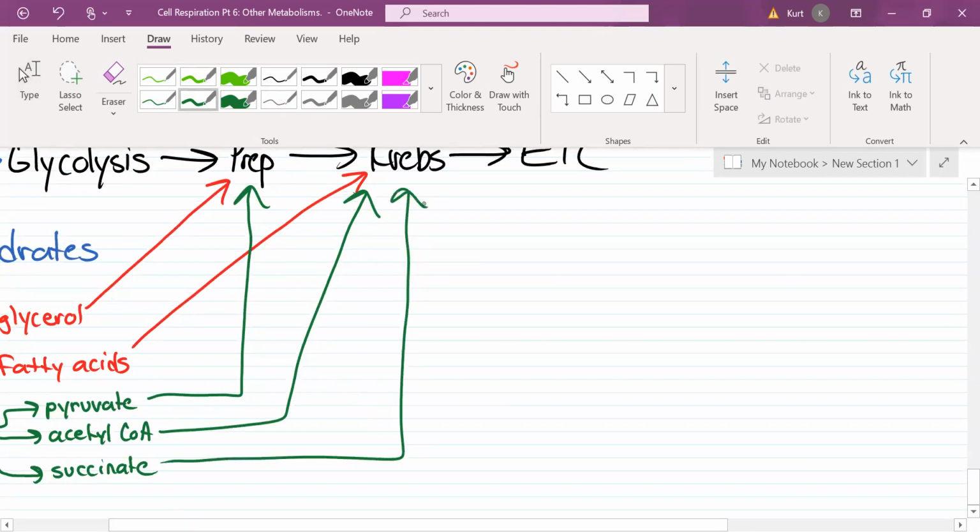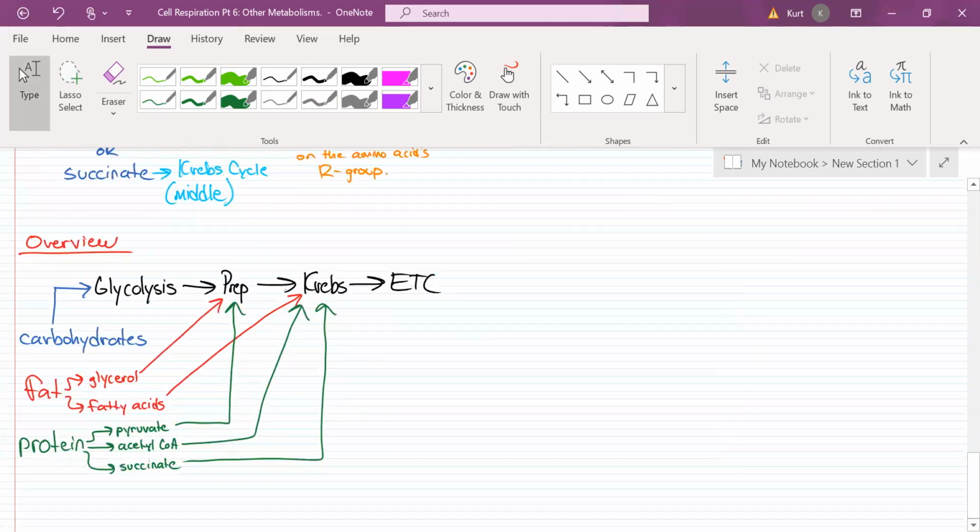Okay. So as you guys can see, you don't just make ATP from carbs. You make ATP from proteins and lipids as well. Lipids makes the most. And that's it.